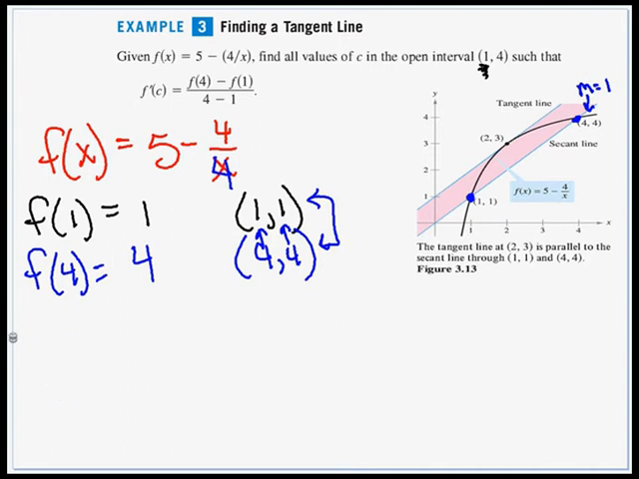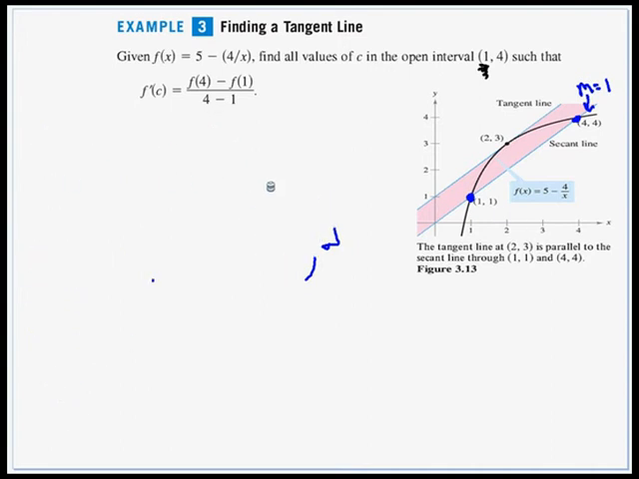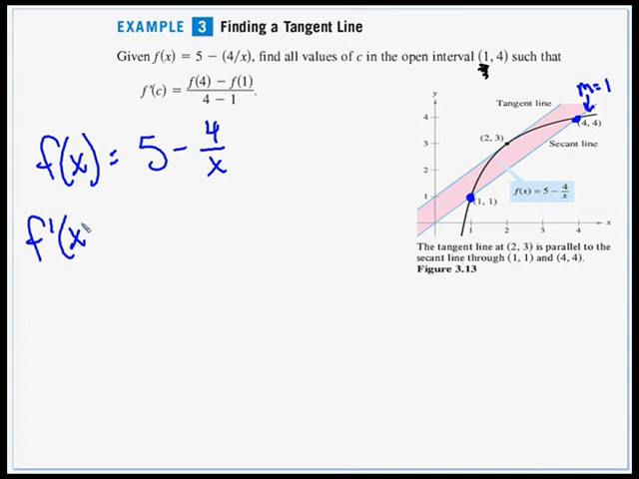Now I'm going to take the derivative of my original function and set my derivative not equal to 0, like in Rolle's theorem, but I'm going to set it equal to this secant line's slope of 1. So again, here is our original function, 5 minus 4 divided by x. And I'm going to take the derivative, f prime of x. It's easier to think about this as 5 minus 4x to the negative 1. Bring that x up, change its exponent to a negative.